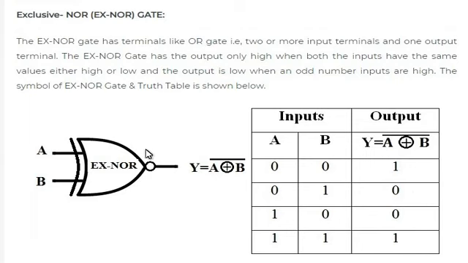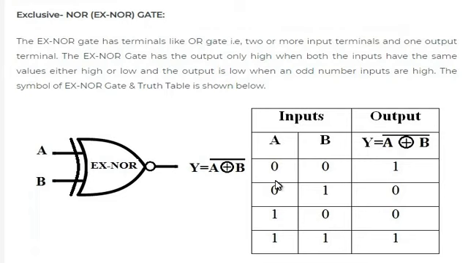Is that clear? So the XNOR gate has terminals like the OR gate, that is two or more input terminals and one output terminal. The XNOR gate has output high only when both inputs have the same values, either high or low, and the output is low when an odd number of inputs are high. The symbol of the XNOR gate and truth table are here.